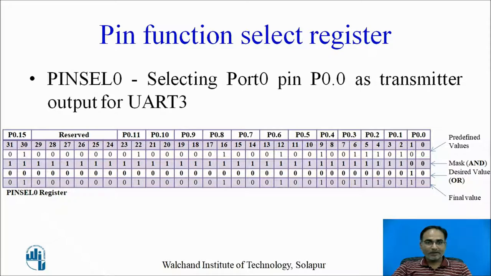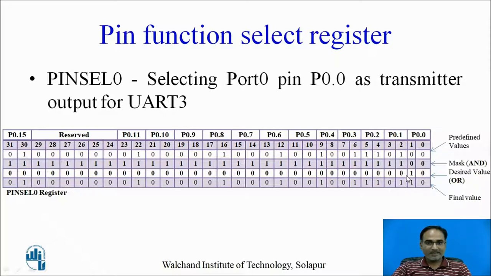So this is the 32-bit format. Here you will see the predefined or default functions. Then the mask I have applied: for this example, I want to configure P0.0 as a transmit output for UART3. So I am using 00, and for all other bits I am using 1. So this is the mask. If I write this in hex, it will be FFFFFFFC.